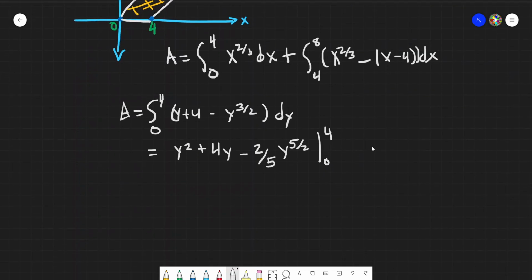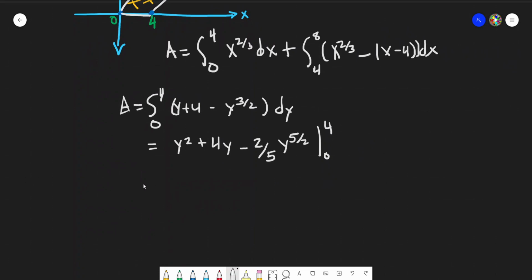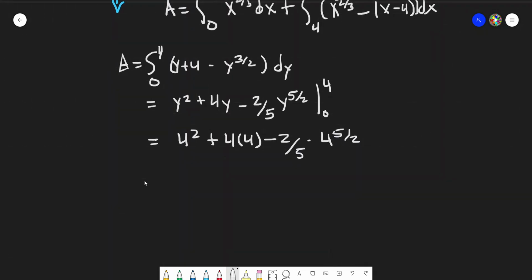Now, interestingly enough, if you plug in 0, you're just going to get 0. So what that tells you is that the area is going to be 4 squared plus 4 times 4 minus 2/5 times 4 to the 5/2. When you simplify this, you're going to get 32 because you have 16 plus 16. And then the square root of 4 is 2, so 2 times 32 is 64. So you have 64 over 5, and then we have 32 over 1, so that's going to be 160, so 160 minus 64.